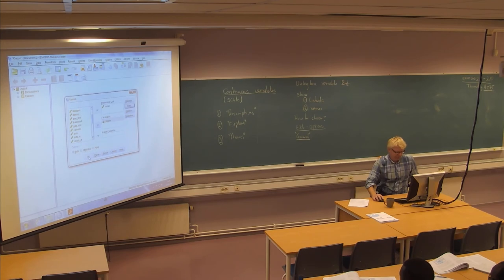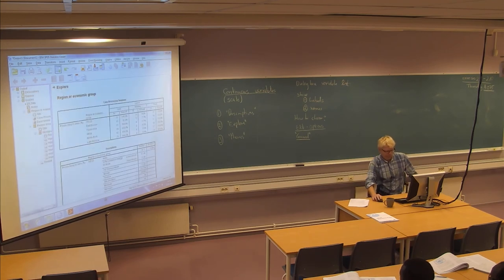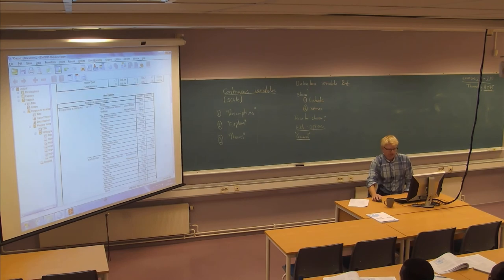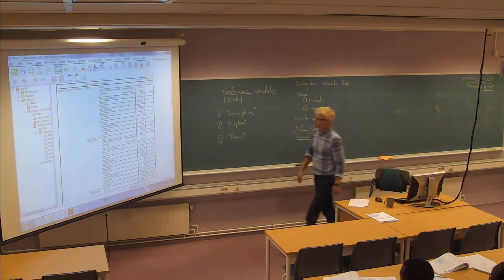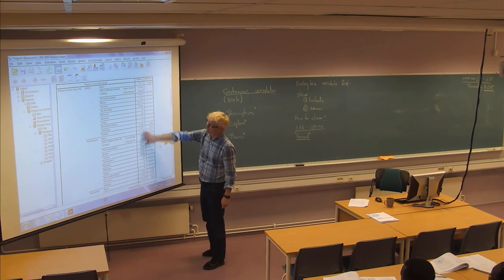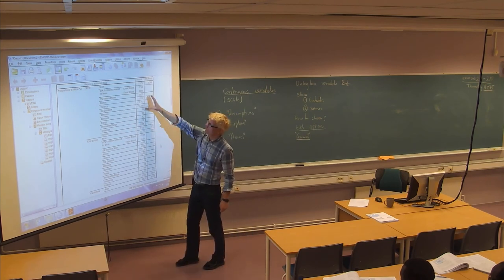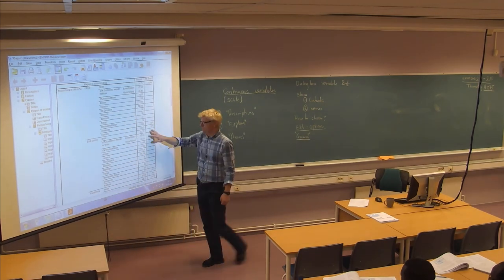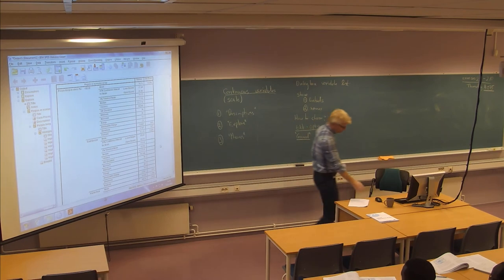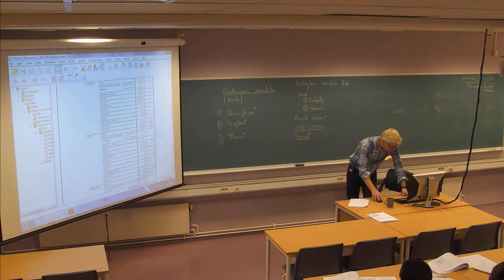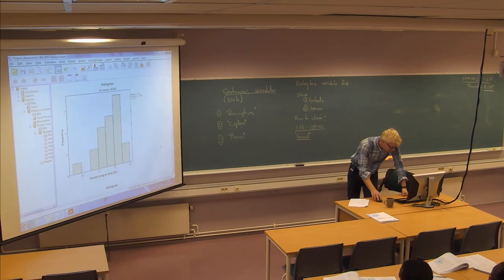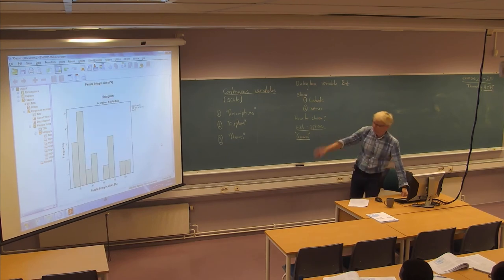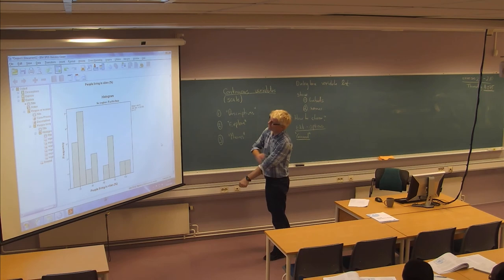Let's just do this. Now you get this little bit overwhelming output, but it's the summary for the urban variable within OECD, within East Europe, and so on. And then you get histograms for each of these regions, so it shows you some distribution within each region.